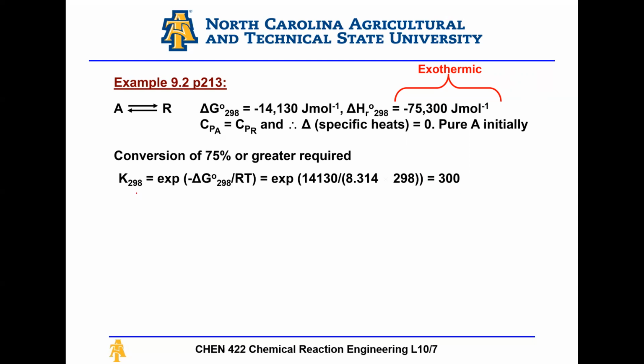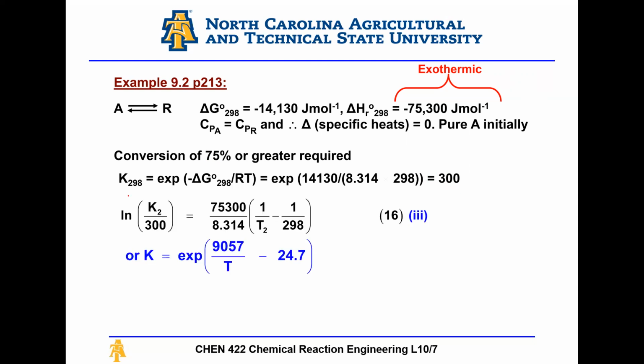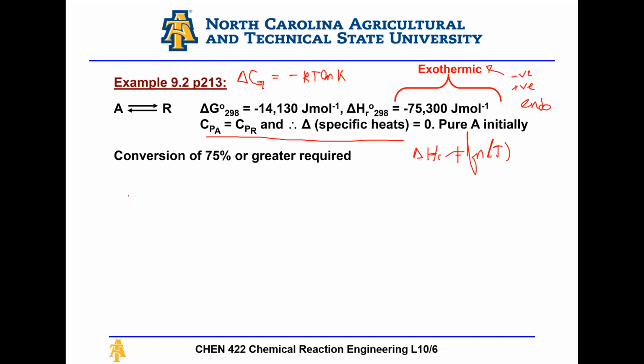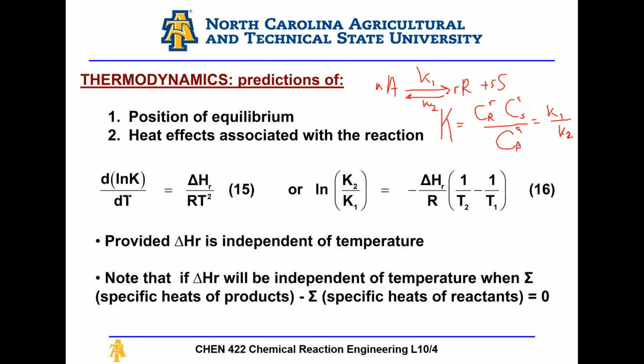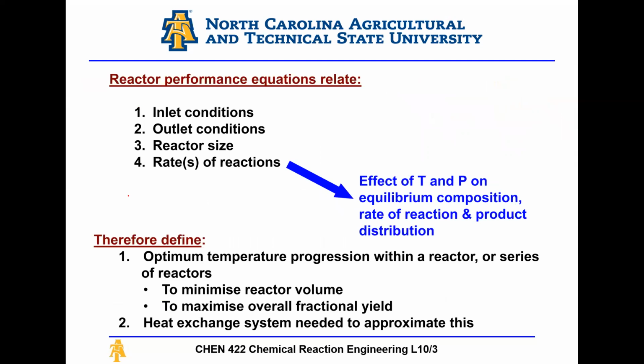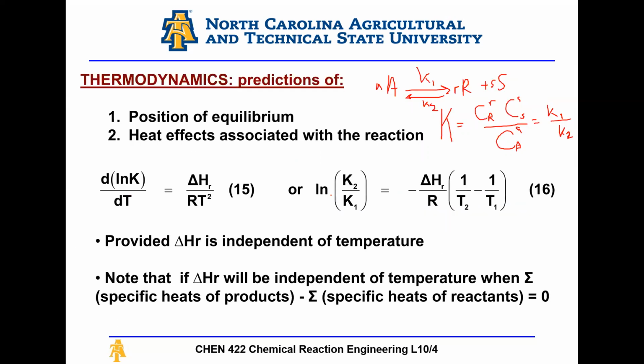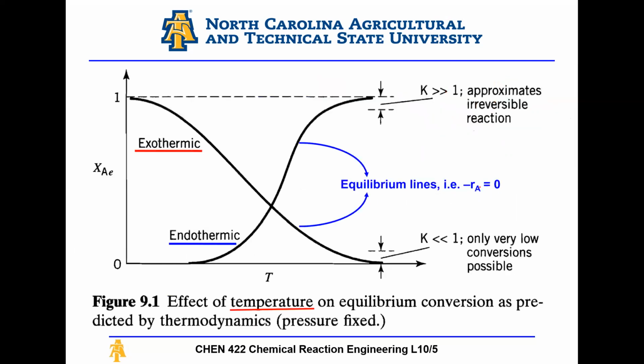So what do I do with that? I need to get a conversion of 75% or higher, and I have one value for K. So now I'm going to write an equation of K as a function of temperature. And this is what we do here. If you recall previously, we said that on the right hand side here, we have an equation where ln K2 over K1 is equal to minus delta HR over R, 1 over T2 minus 1 over T1.